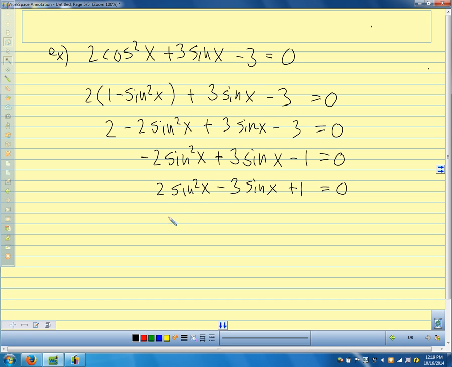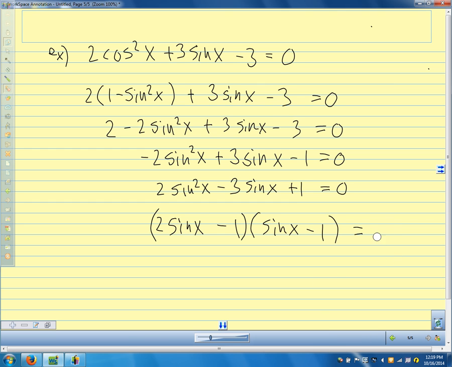And now what can we do here? Now we can factor. So I get 2 sine x and a sine x. And I know I need a 1 and a 1. And what do I have to have? A negative and a negative. Did we do that right? Think so? Negative 2 sine x minus 3 sine x. So this tells me that sine x equals 1/2, or sine x equals 1.